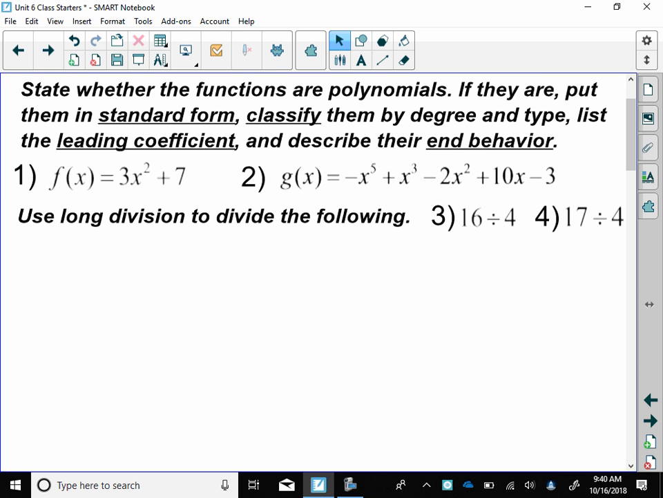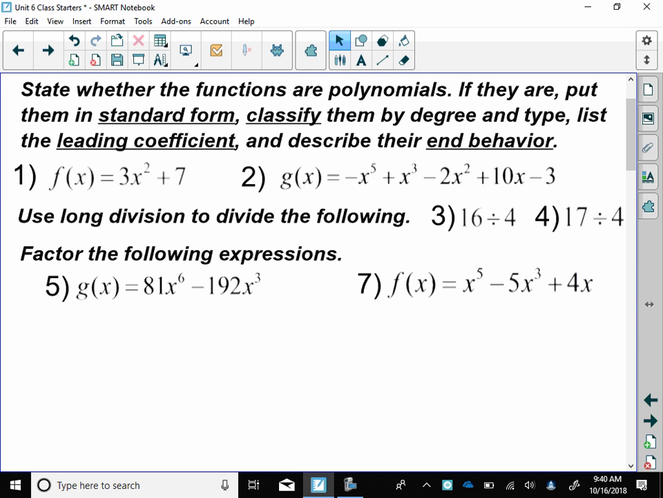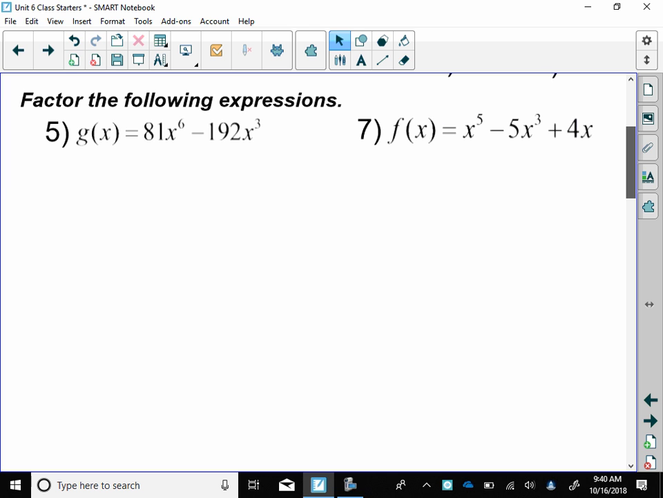Then I told you to skip 3 and 4. And so we're going to look at 5 and 6, and what it asks you to do is to factor these expressions. So kind of going back to what we did in the last unit, where we were factoring expressions, the first thing that we look for anytime we factor is what? GCF. So for number 5, is there a GCF?